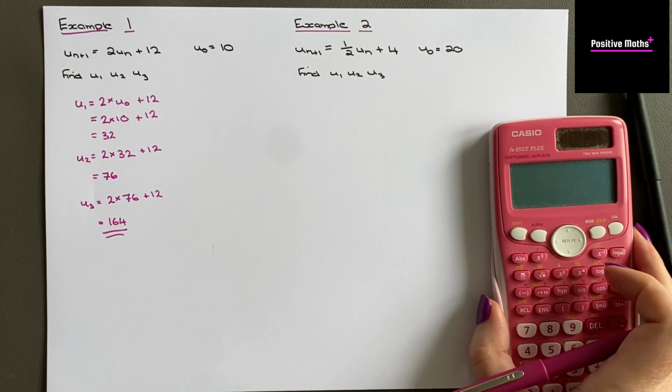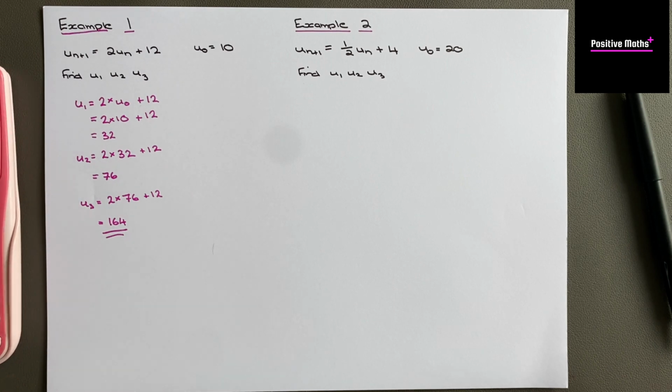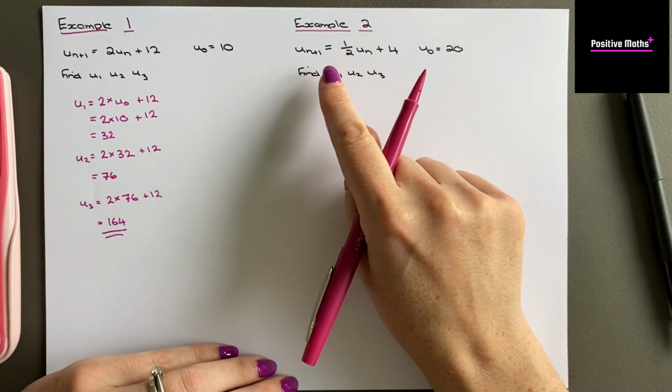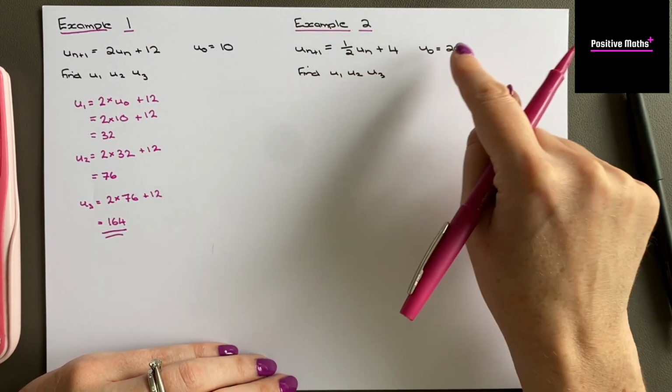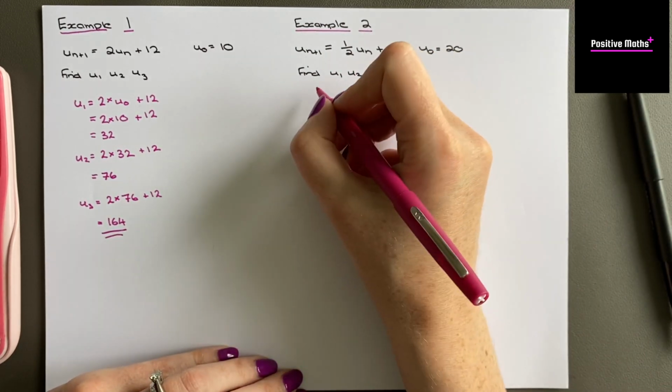Okay, so that's the first one done. The next one, there's our rule, Un plus 1 equals a half Un plus 4, and our original U0 is 20. So first of all, we're going to find U1.